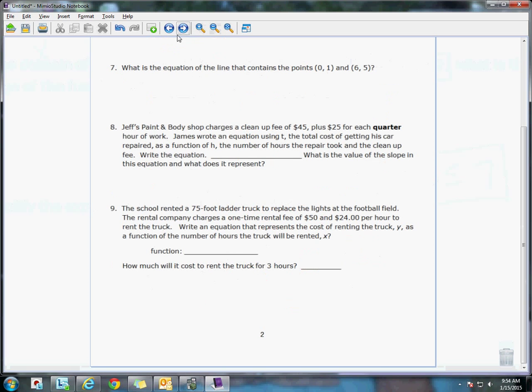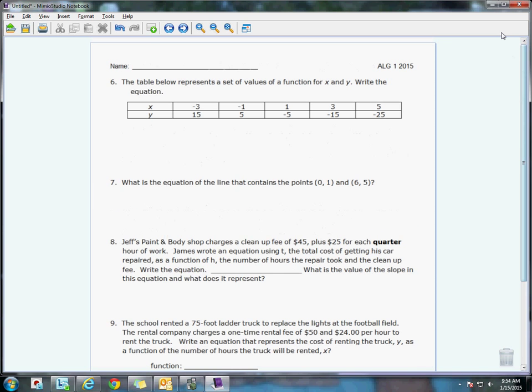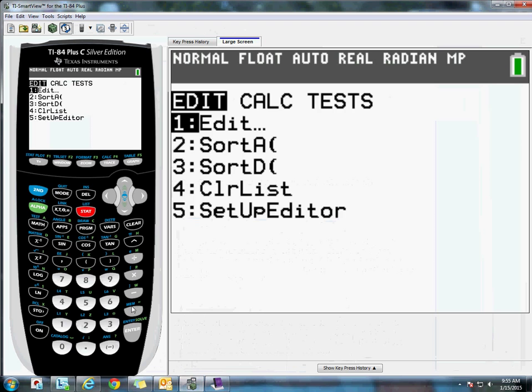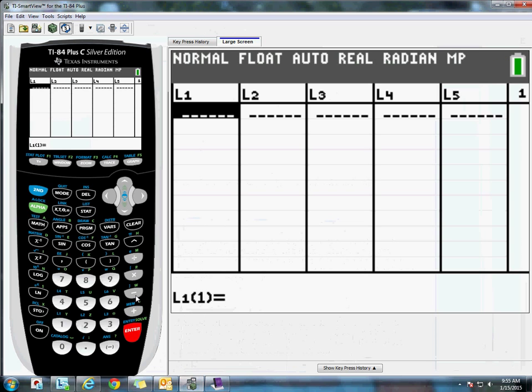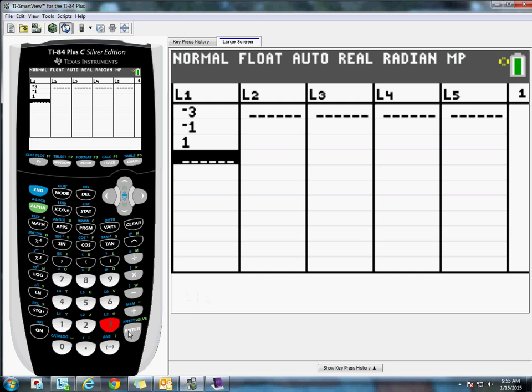All right, number 6. It says the table below represents a set of values of a function for x and y. Write the equation. So we're going to go ahead and get our calculator. The easiest way to do this is to go to Stat Edit. Hopefully this does not freeze on me like the last 2 times I've tried this. So your L1, those are your x values. So we have negative 3. And then we have negative 1. And then we have 1, 3, and 5.